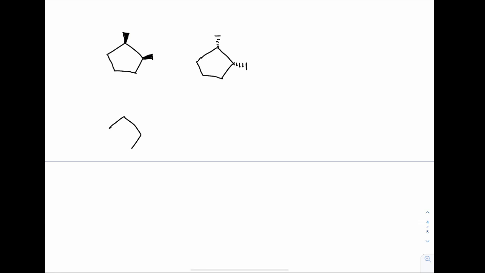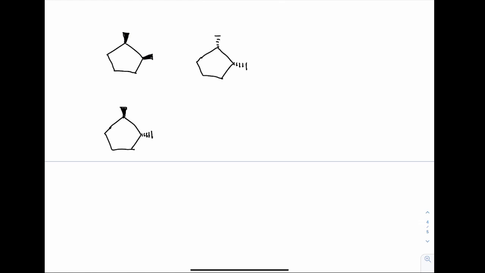Alternatively, I could draw one where I had 1 methyl group coming out at us and I had 1 methyl group going back. That is actually different than when they're on the same side. Again, if you haven't looked at that intro video, please do. I have the models made in that video so you can see them. But having the 2 groups on one side versus 1 group on one side and the other group on the other side actually makes these different.